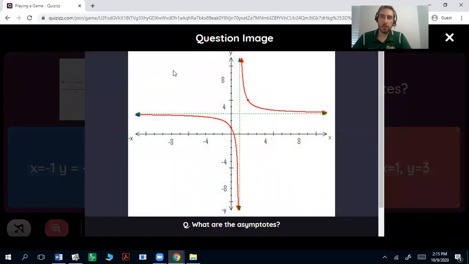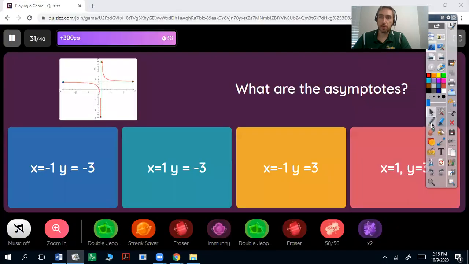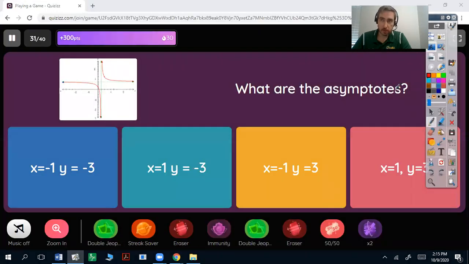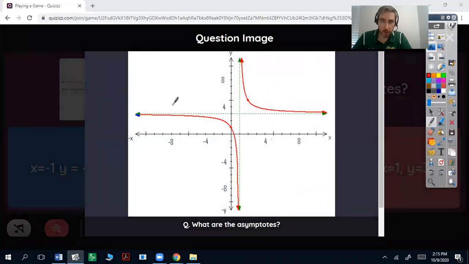Horizontal is always going to be y equals, vertical is always going to be x equals. So the vertical is going to be x equals, oh, I got to zoom in on that again. X equals, this is 1, 2, 3, 4, x equals 1. And then the horizontal will be y equals 1, 2, 3. So this is where x equals 1, that's vertical. And the horizontal will be y equals 3.